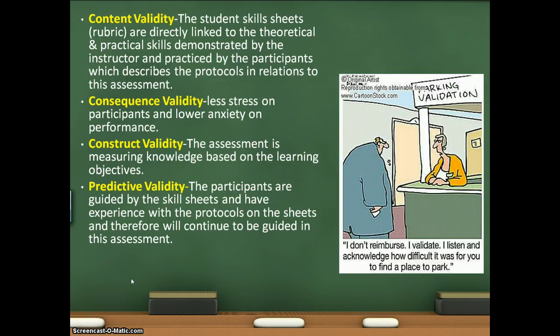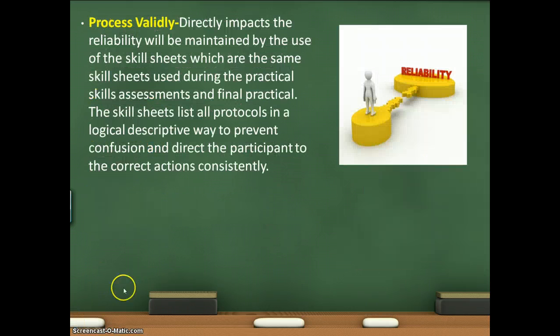Predictive validity. The participants are guided by the skill sheets and have experience with the protocols on the sheets and therefore will continue to be guided in this assessment. Finally, process validity. Directly impacts the reliability, which will be maintained by the use of the skill sheets, which are the same skill sheets used during the practical skills assessment and the final practical. The skill sheets list all protocols in a logical, descriptive way to prevent confusion and direct the participant to the correct actions consistently.